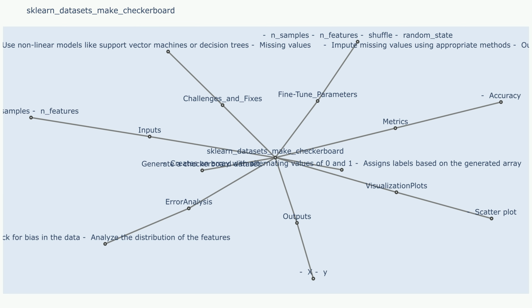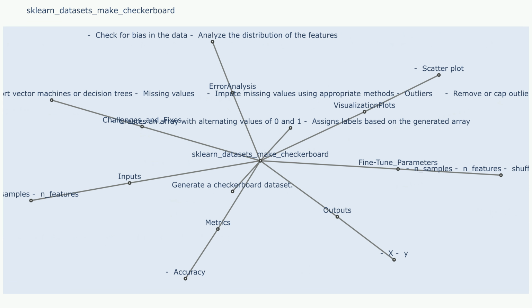sklearn.datasets.make_checkerboard. Description: the make_checkerboard function generates a synthetic dataset that is a checkerboard pattern of two classes. This dataset is useful for testing classification algorithms that are sensitive to spatial patterns.